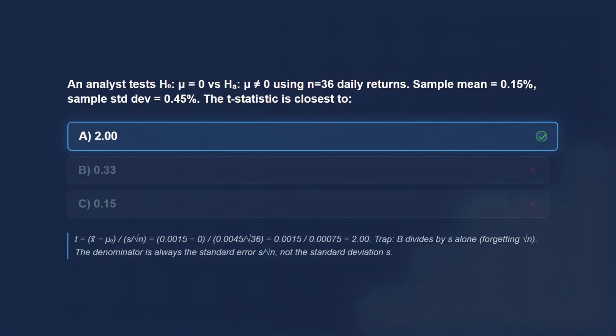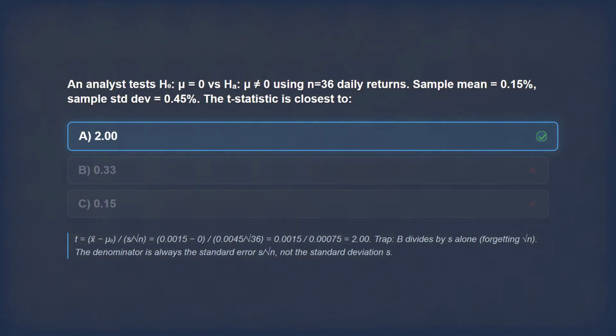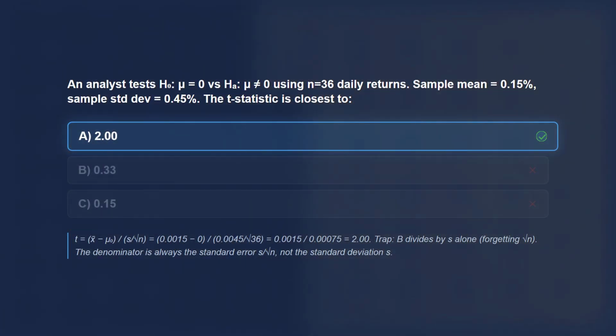You divided sample mean by standard deviation without dividing by root n. The denominator is the standard error, not the standard deviation. Always divide S by root n.